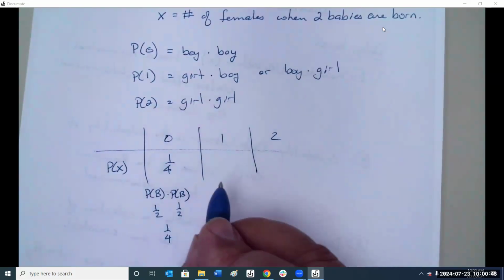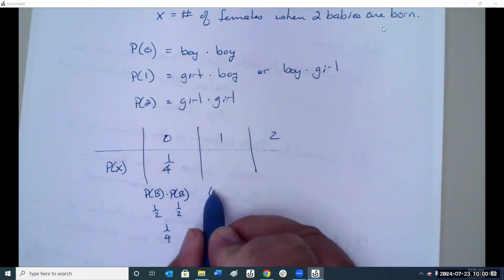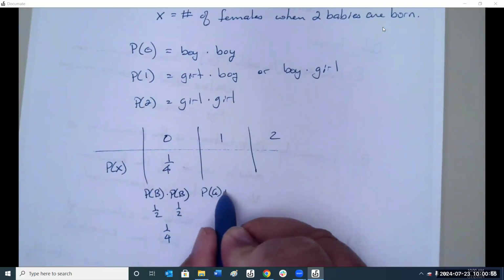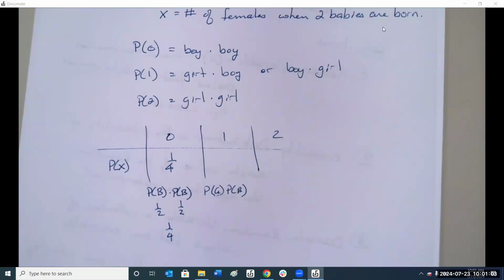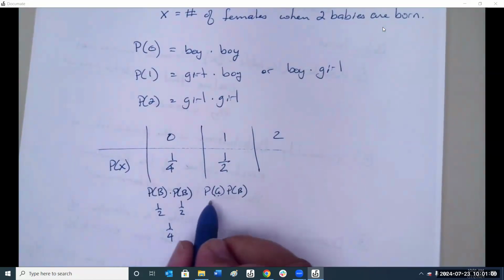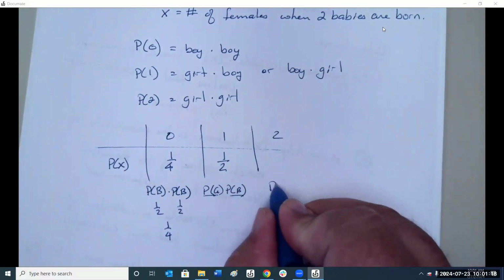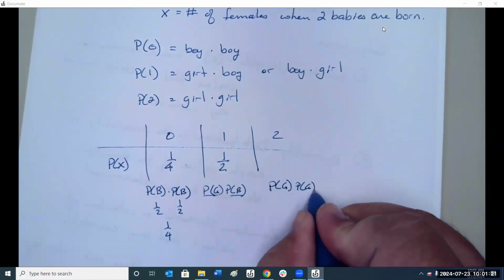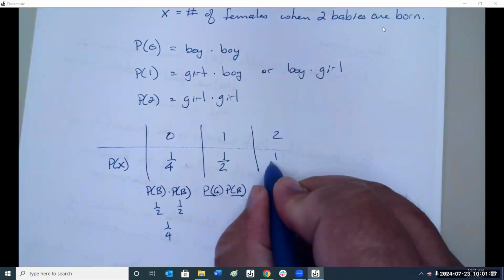Now the probability that one girl is born. So out of these two chances, what's the probability of the girls being born? 1/2, because out of the two babies, one of them is a girl, so it's half. And the probability that both are girls, they're both 1/2, so it equals 1/4.